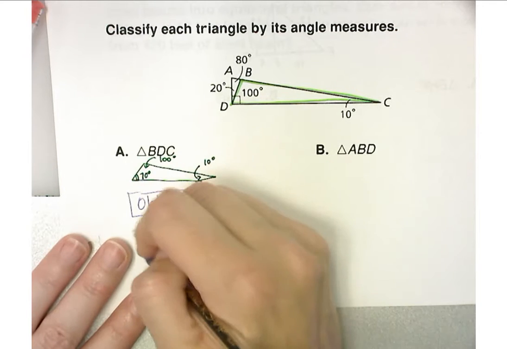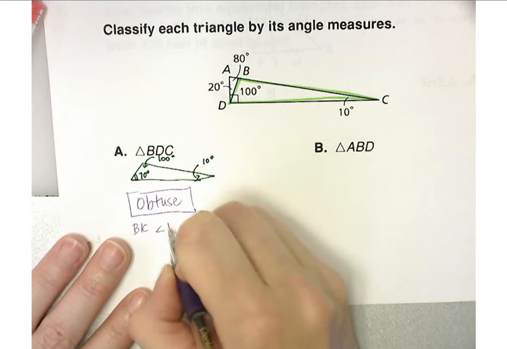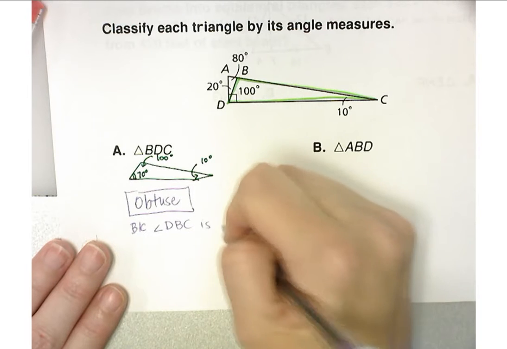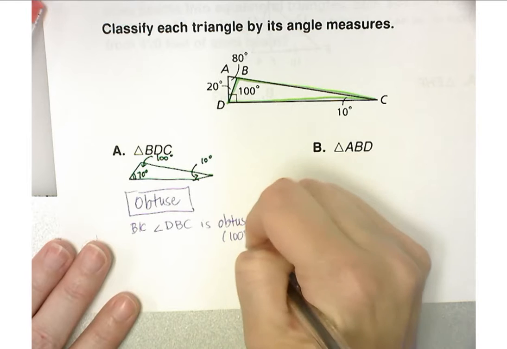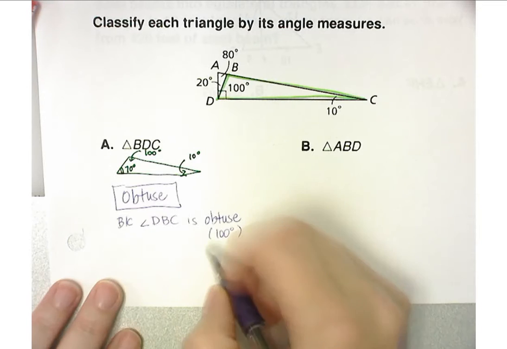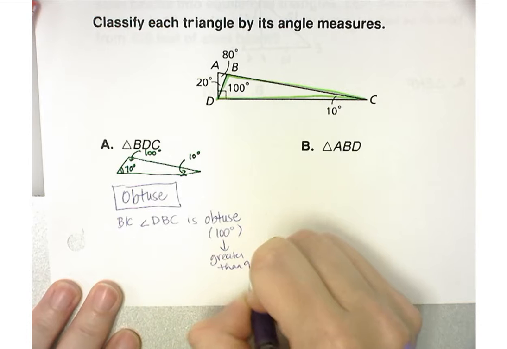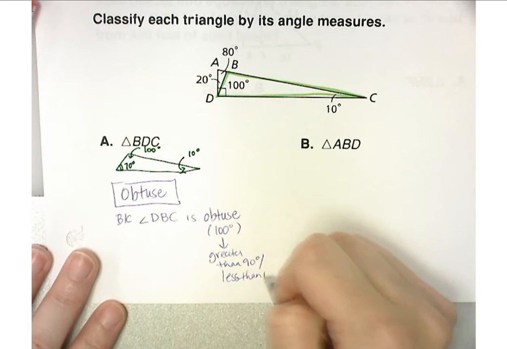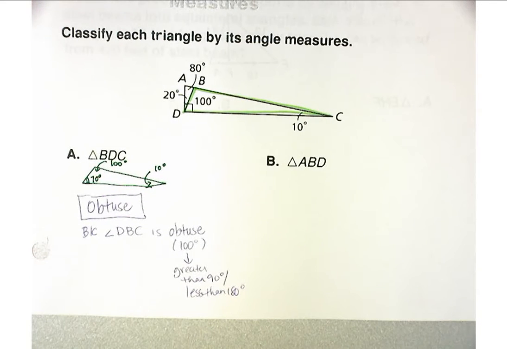Okay, and that's because this angle here, which is called angle DBC, is obtuse. It's 100 degrees. Okay, so it is greater than 90, less than 180. So that's what you're looking for. All right, and then the next one we're going to look at is ABD.